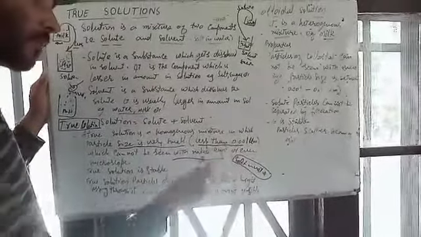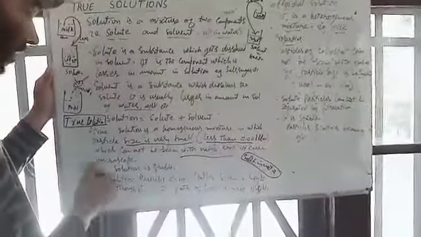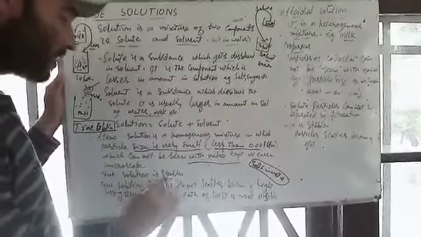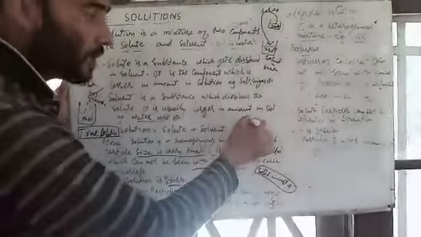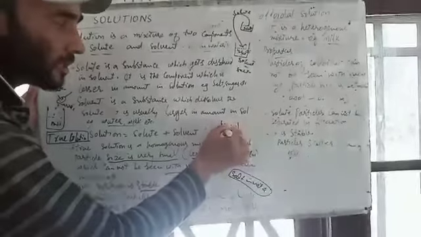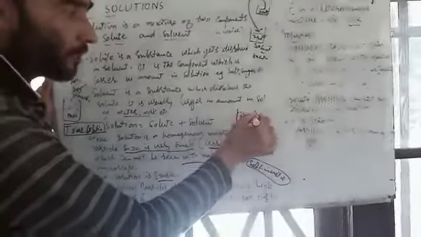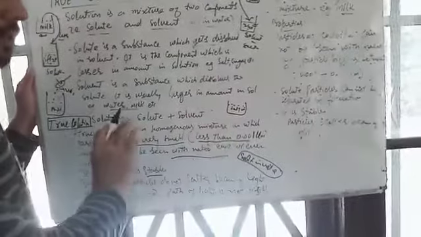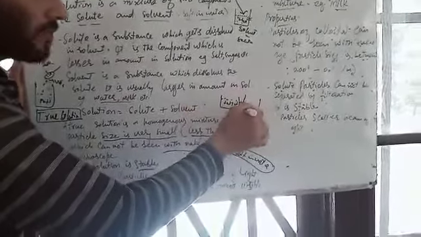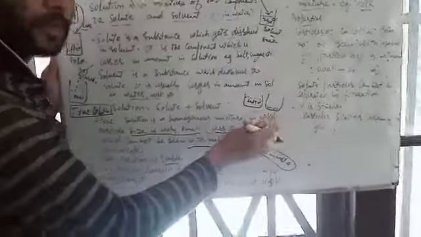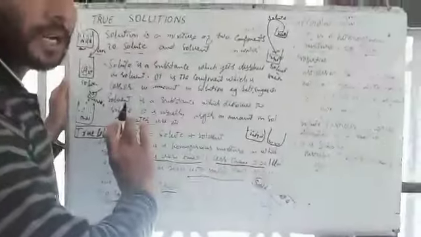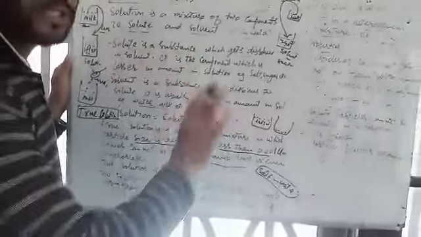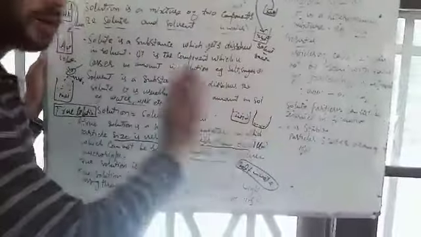We cannot see because the particle size is very small. Next, a true solution is stable. Stable means if you keep a water glass containing salt water for a whole day, you will see that the salt will not settle down at the bottom, but the water glass will remain as such throughout the day. That is why a true solution is stable. That means the solute particles will not settle down at the bottom.